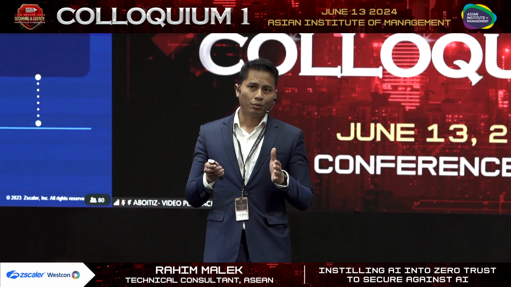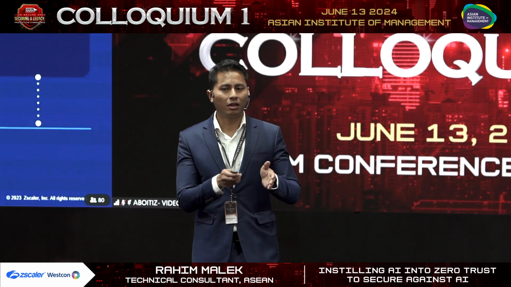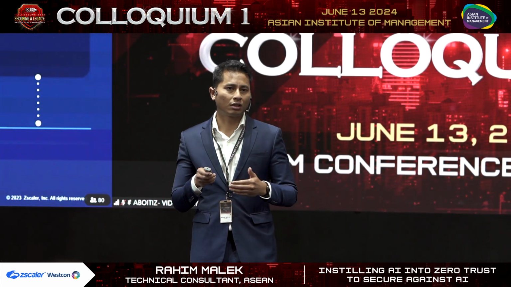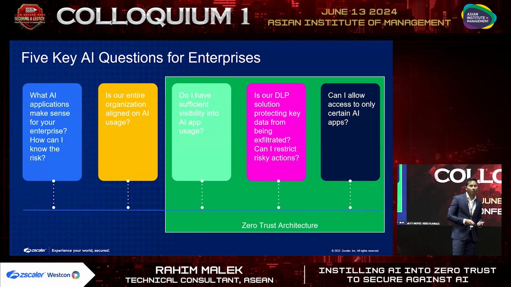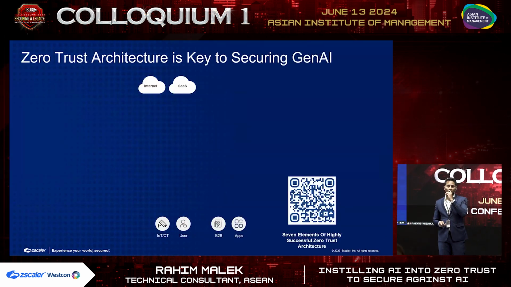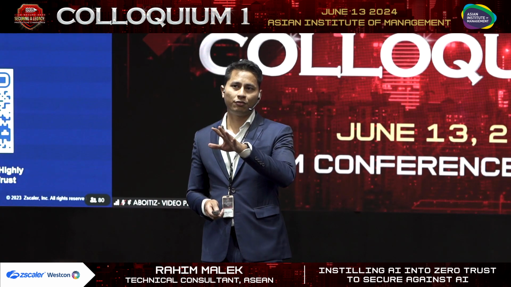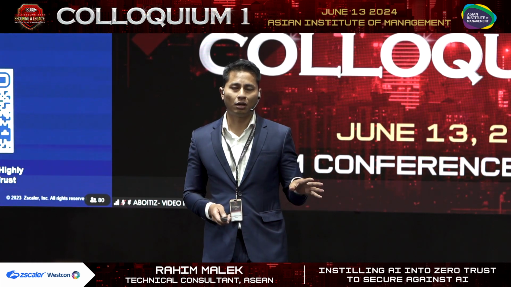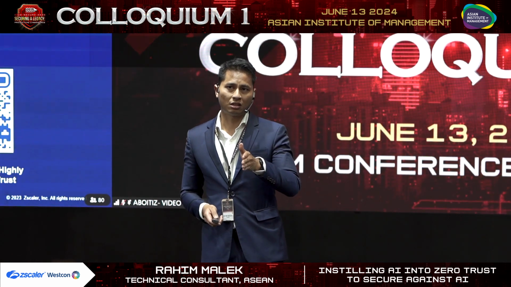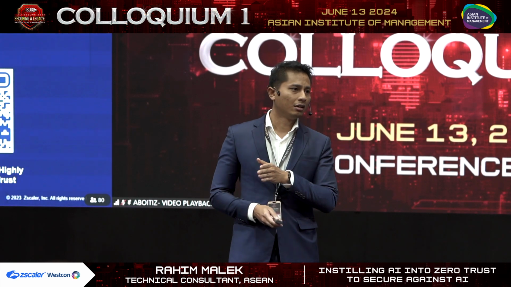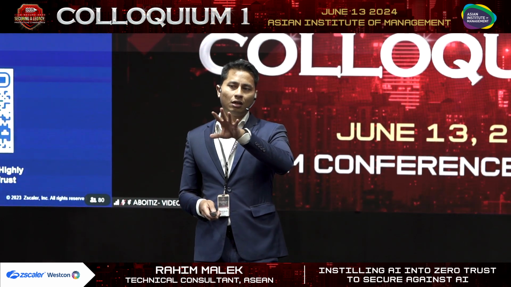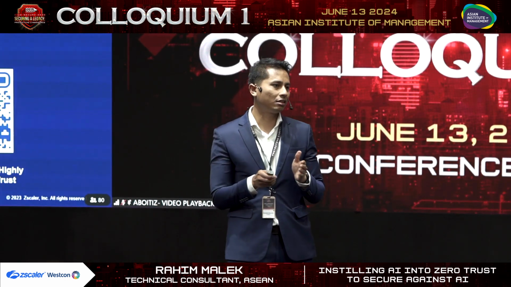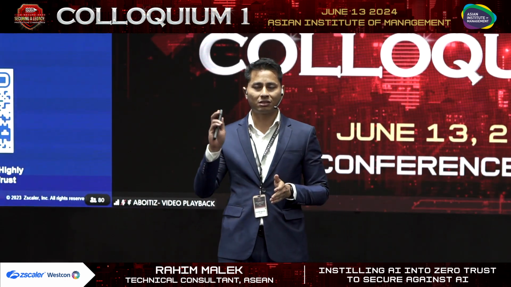So when we talk about having this visibility, and when we talk about data protection, allowing, or even CASB, this is where the zero trust architecture comes in. In the next slide, I'm not going to go into detail on how this zero trust architecture works. If you listened to my presentation last year about how we move organizations using zero trust architecture to transform digitally, you can scan this QR code. If you want to know more about the 7 elements of highly successful zero trust architecture, you can just scan this QR code.